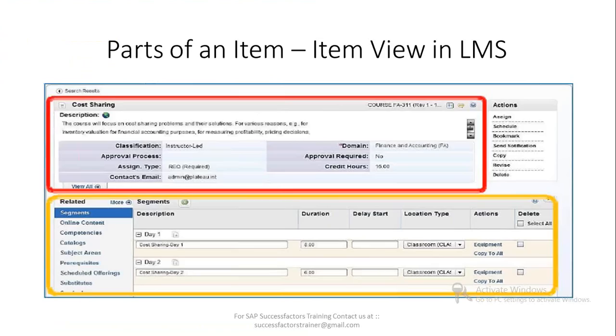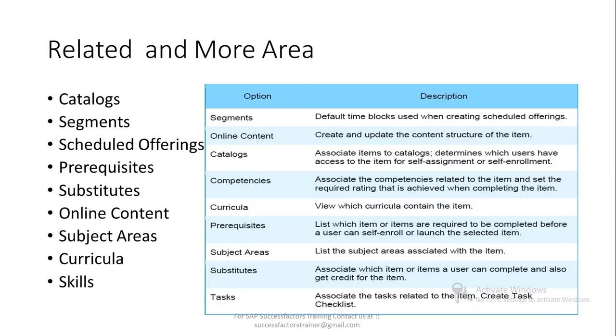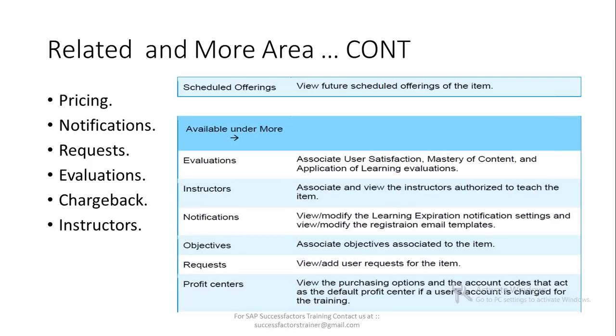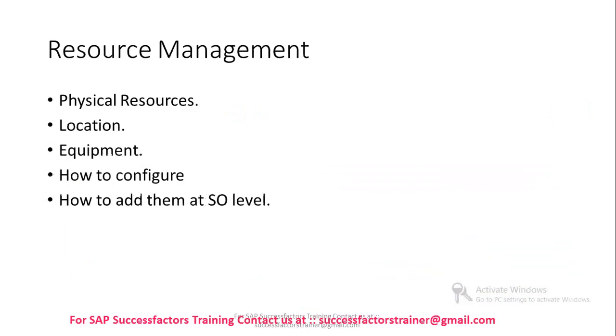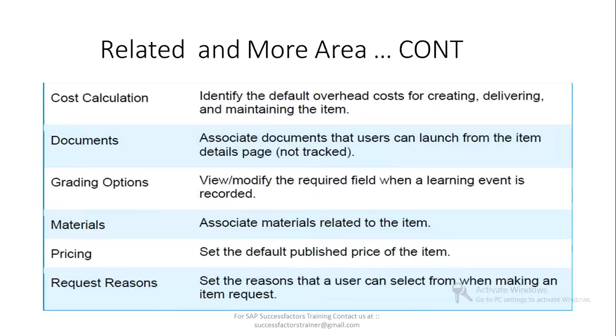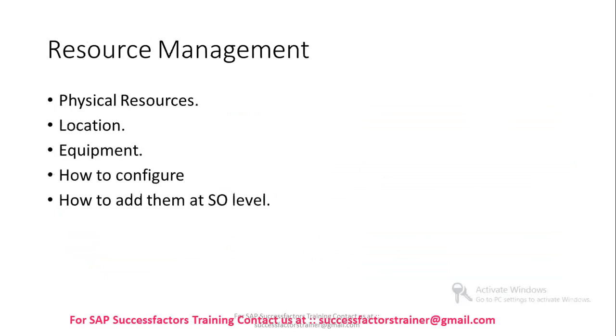So let's see much more. In the related more area, you'll see more about all these things. Earlier I explained what segments, online content, catalog, competencies, prerequisites, subject area, substitutes, and tasks are. So we'll discuss in more depth about these during our training. Related more area, both for user and for the scheduled training item, as well as for the scheduled offering. So all these things we'll see. Related more area comes to an end here.